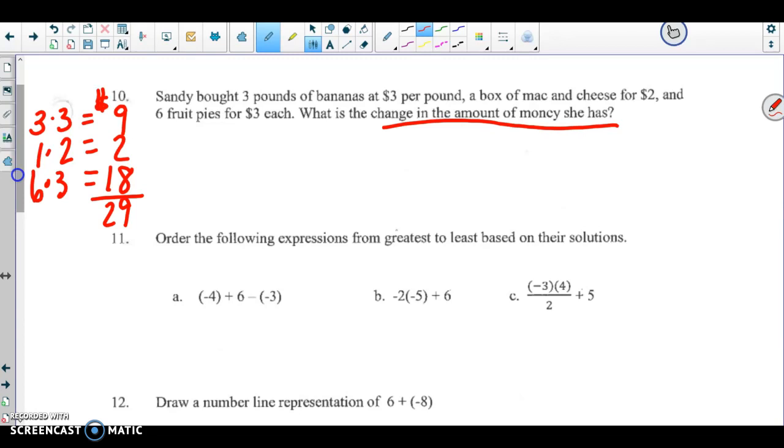Well, she didn't gain any money. She actually, it went away because she spent. So the change is going to be a negative $29. All right, so that would be our answer for that one.